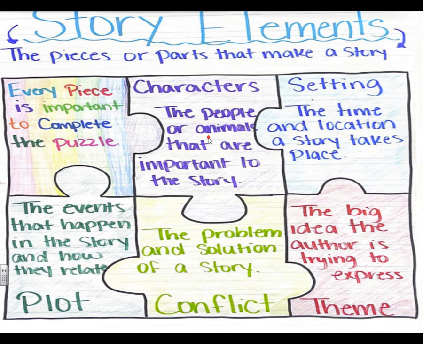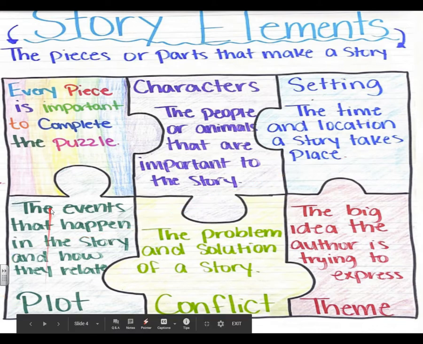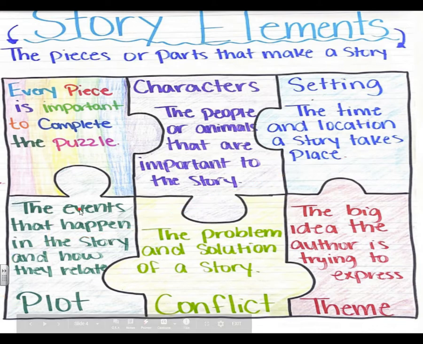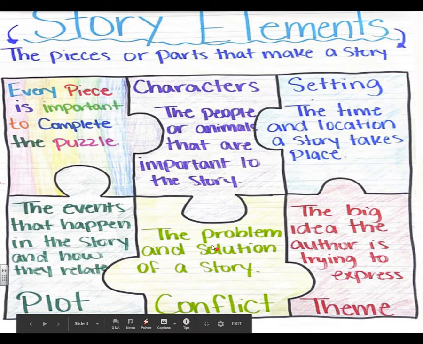Characters are the people or animals that are important to the story. The setting is the time and location the story takes place. The plot is the events that happen in a story and how they are related to each other. The conflict is the problem and the solution of a story. And the theme is the big idea the author is trying to express. We're going to start with this Brain Pop video.